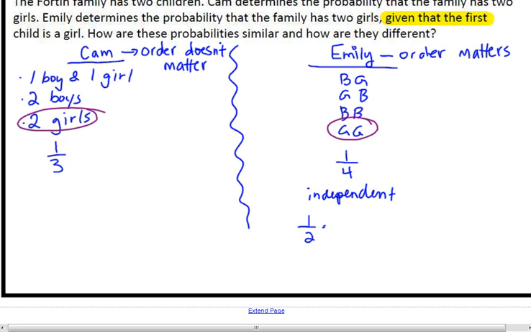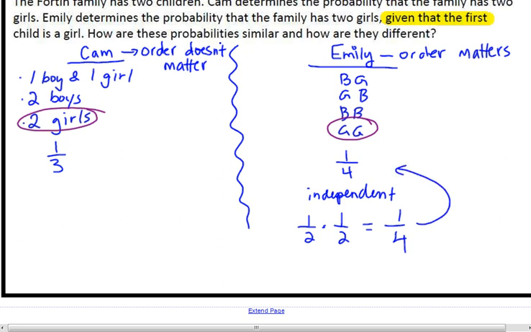1 out of 2, still 50%. It's either a boy or a girl, which gives you what? Which gives you? Okay, so which gives you 1/2 times 1/2? 1 out of 4, right?